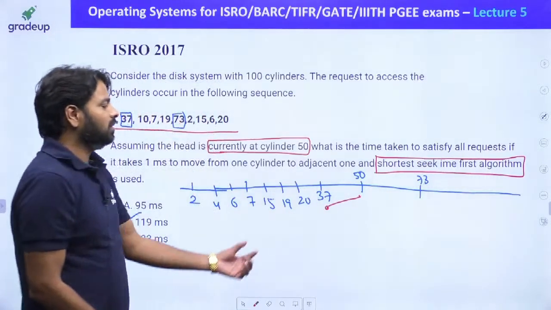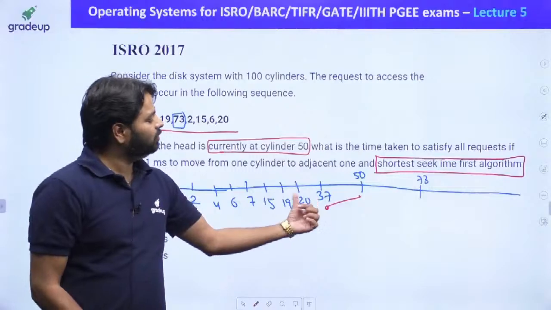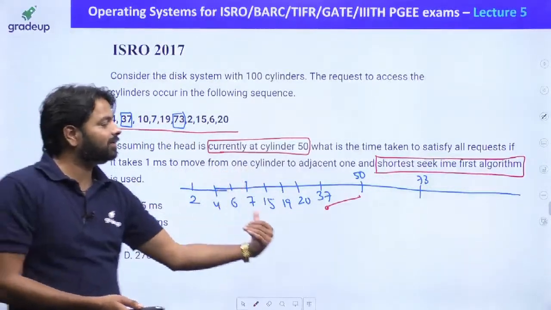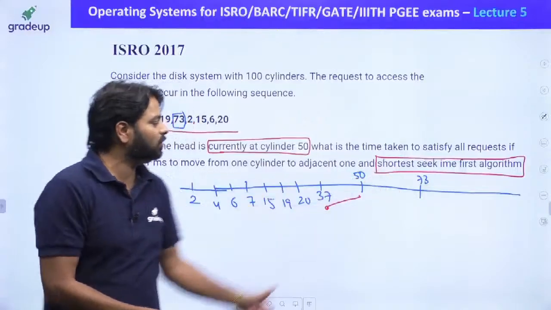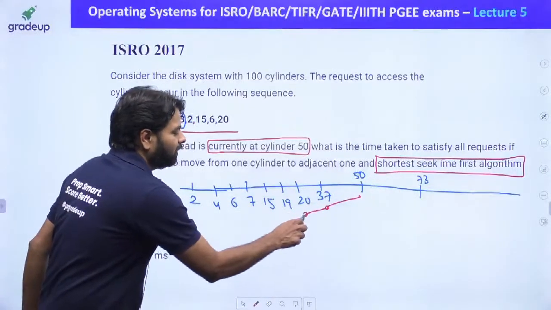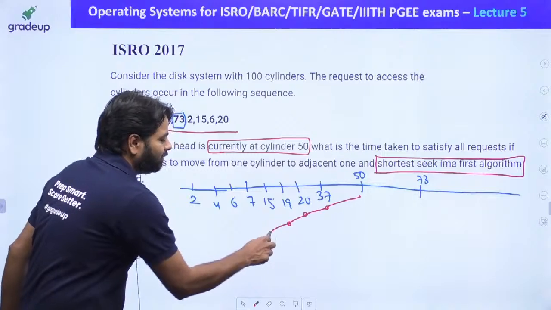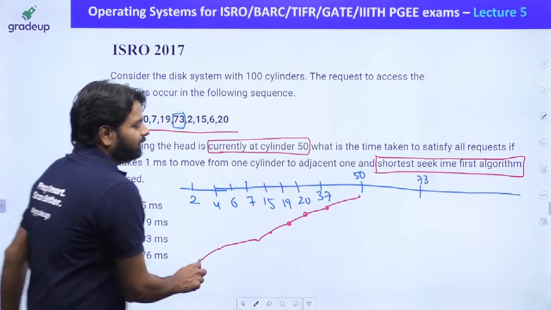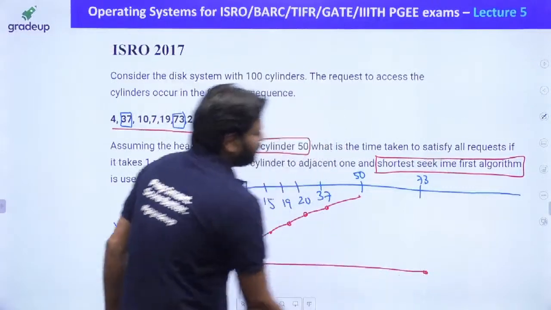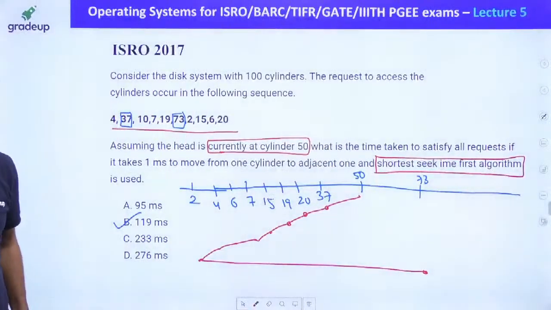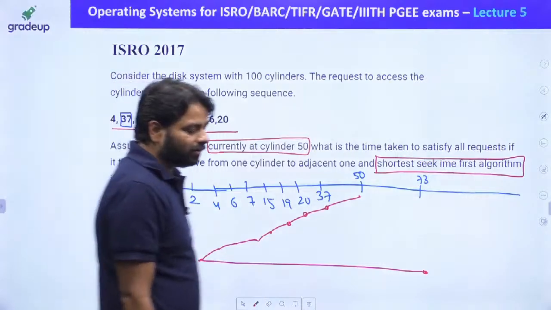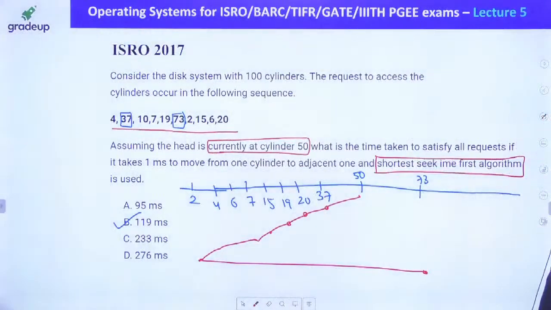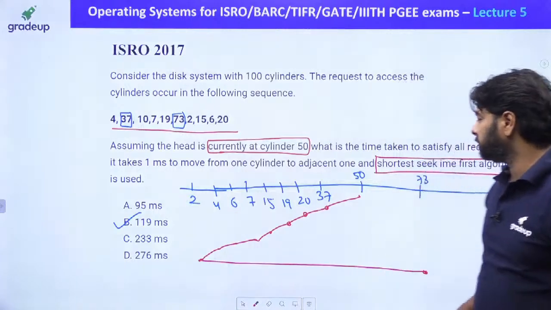37. And now from 37, you just look at 20 and 73, because 20 is less than 37 and 73 is more than 37. Who is the nearest one? 20. And then who is the nearest one? 19. Of course, you are going to do that. And then 73. So how many moves do you have here? This is the picture of the shortest seek time first. How many moves do you have, guys?